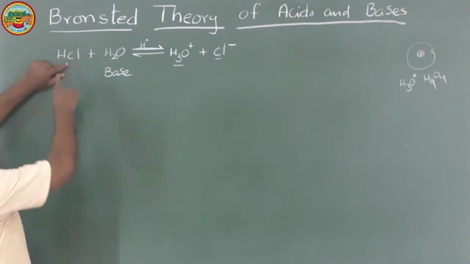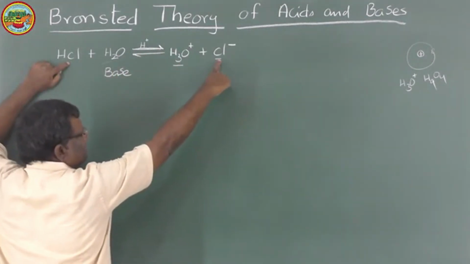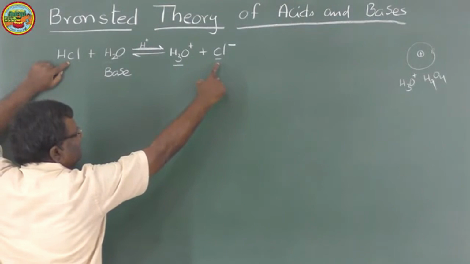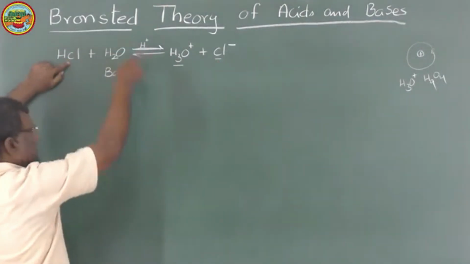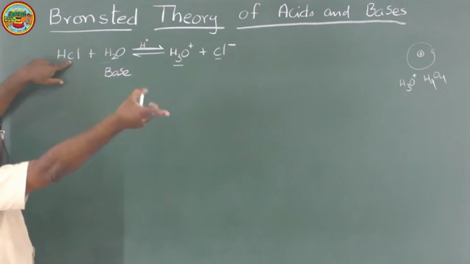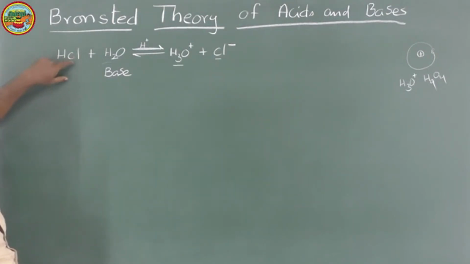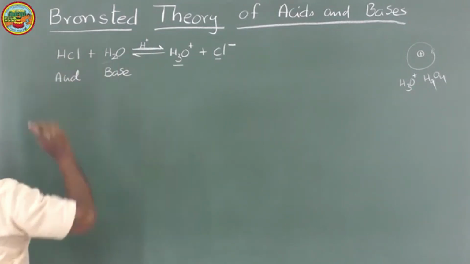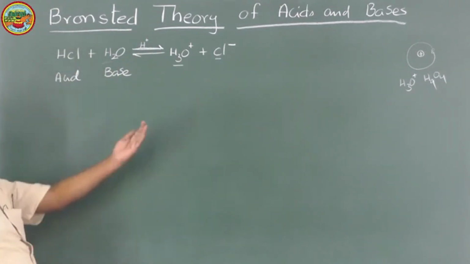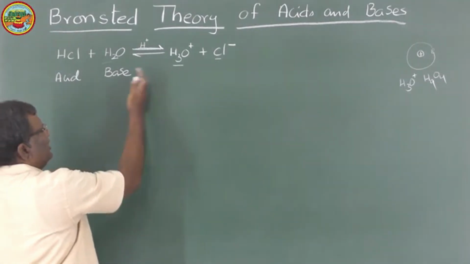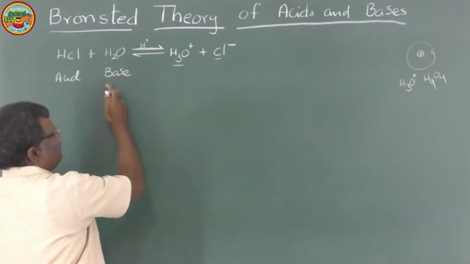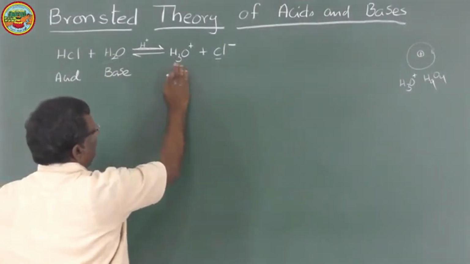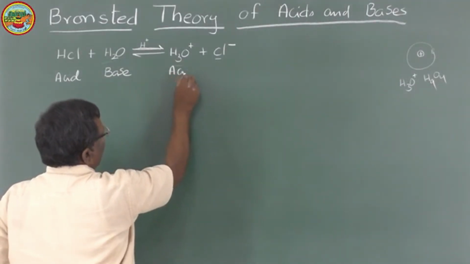Now here HCl is converted into Cl minus. HCl will convert into Cl minus only when it loses H plus ion, or donates H plus ion to another species. So in the forward reaction, HCl is donating H plus ions to H2O. So HCl is an acid, H2O is a base. In the backward reaction, H3O plus is converting into H2O. That means it is donating a proton. So it is an acid.